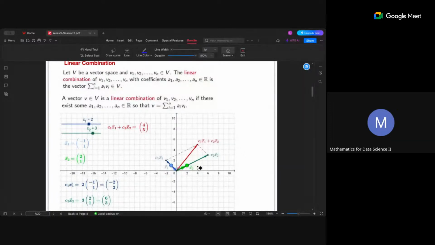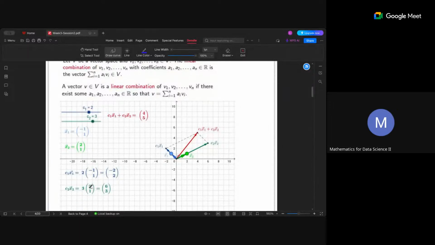Then what else do we know? We know the sum of two vectors x1 plus x2. Or we can also find the sum of c1 x1 and c2 x2. Now we know this is c1 x1 and this is c2 x2. What is their sum? Minus 2 plus 6 is 4 comma 2 plus 3 is 5. So the resulting vector is 4 comma 5. There is nothing new we have done here. First we did scalar multiplication and then we added the scalar multiplied vectors. This is linear combination.